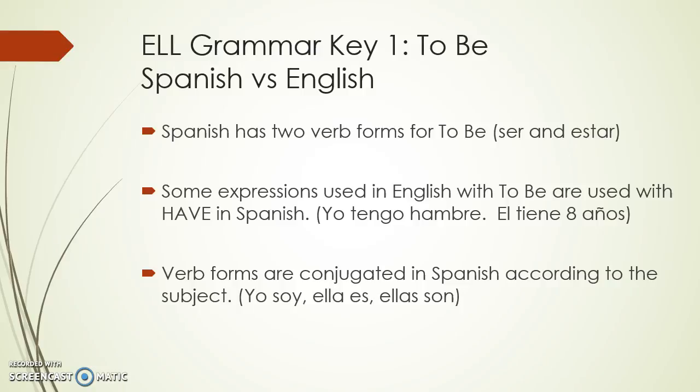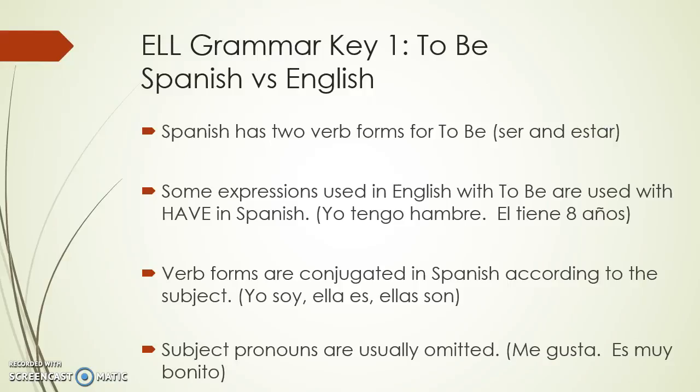Verb forms are conjugated in Spanish according to the subject. Okay, this is one of the biggest limitations for people learning Spanish. The conjugation of the verbs according to the subject pronouns is something that becomes very difficult. And most of the times we omit the subject pronoun. So you say me gusta or es muy bonito.